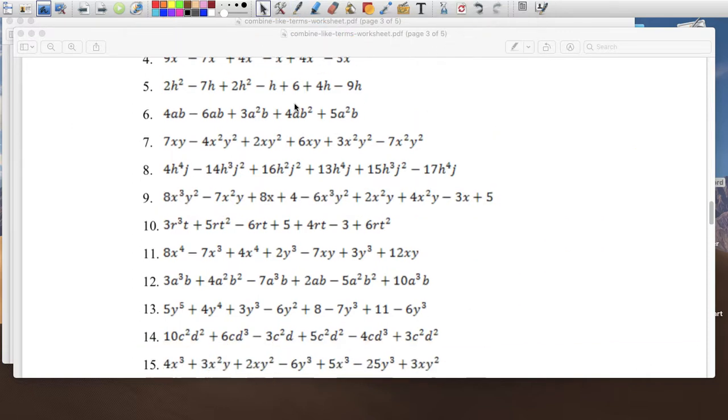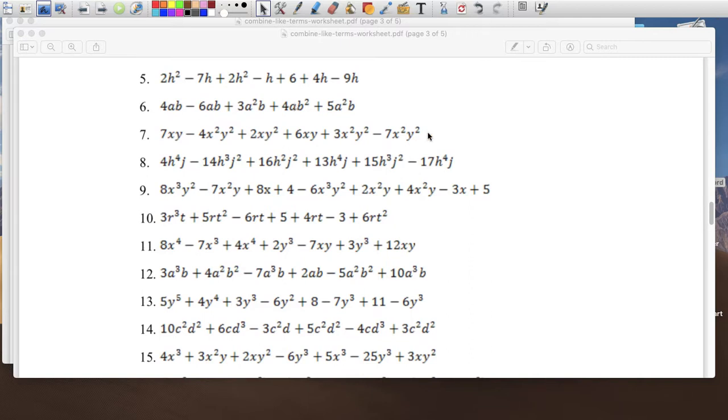Number 10, hopefully it's not as long. So let's start with r3t. Let's look for something that says r3t, r to the third power and t. Is there anything else? No. So that one is just going to be 3r3t. Nobody else, so there's nobody to combine with. Actually, I'm going to write it over here.